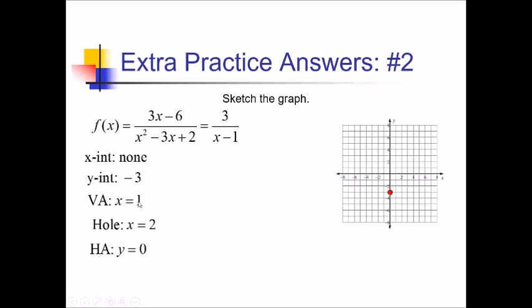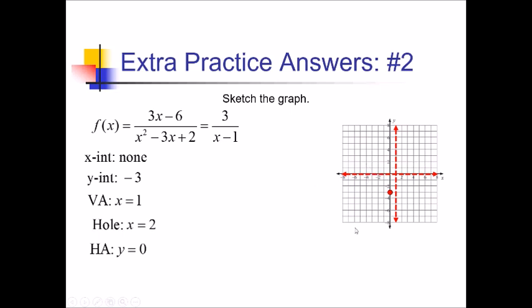Vertical asymptote at x equals 1, so that's a vertical line going through x equals 1 right there. And there's a hole at x equals 2. We'll worry about that after we've actually got the graph. We'll just stick it on the graph after we've done everything else. Horizontal asymptote at y equals 0, so that's on the x-axis. You can redraw it, but you don't have to because the x-axis is kind of an asymptote if you don't draw anything there.